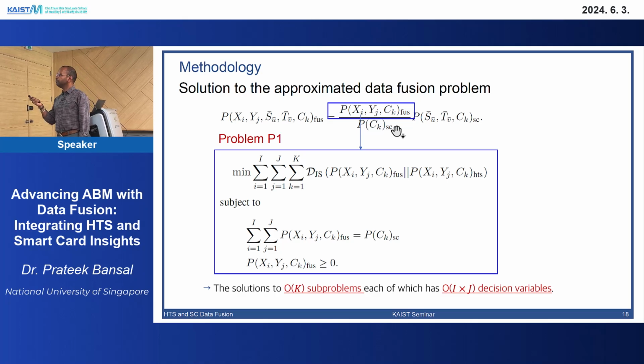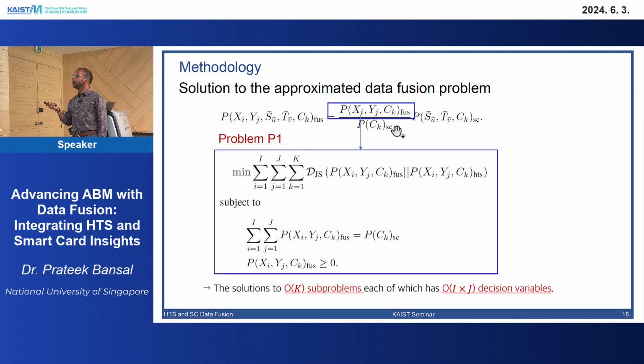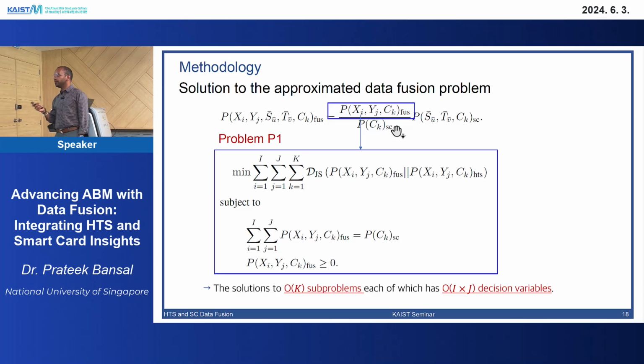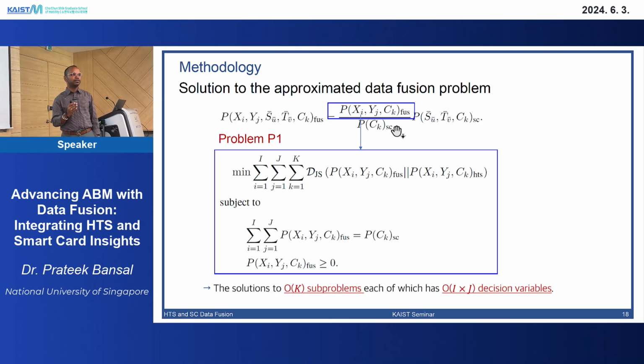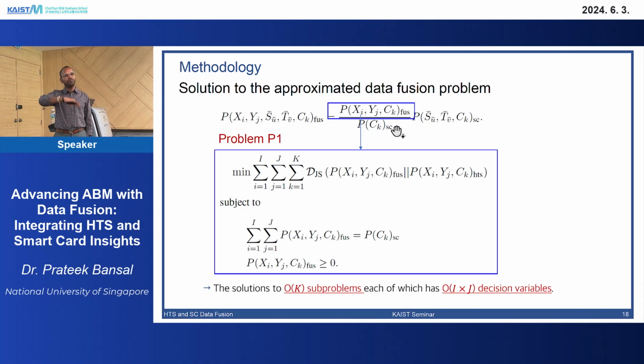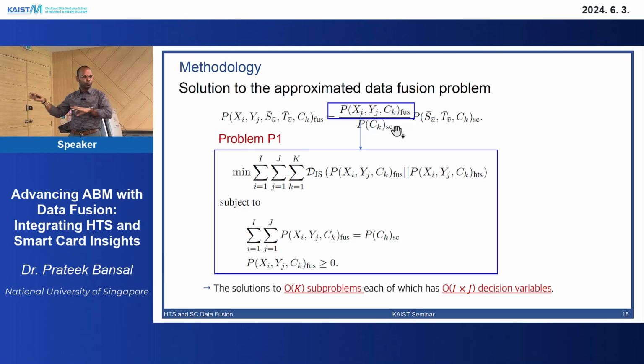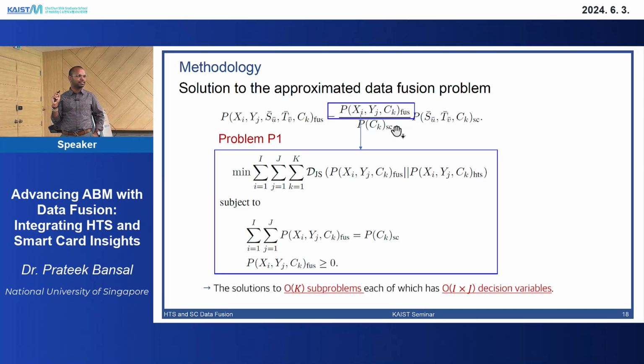The point is, if you don't solve this optimization problem, you cannot maintain the joint distribution of the S bar and T bar that you have in the SC data. This optimization problem helps you maintain the S bar and T bar distribution in the SC data when you create a fuse distribution, while maintaining the minimum distance between the xi, yj in the HTS data and the fuse distribution, okay? So I'll show you through an example what will happen if you don't do an optimization and you just replace this with the HTS data.